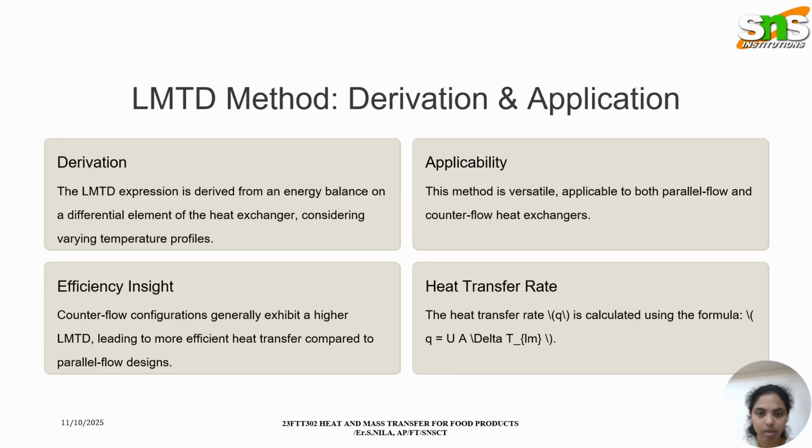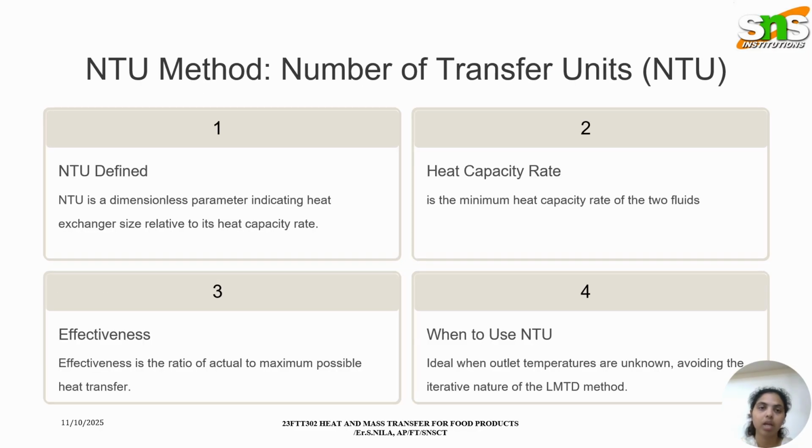Next, heat transfer rate. The heat transfer rate is calculated using the formula Q equals U A delta T LM. The next method is the NTU method, which stands for number of transfer units. NTU is a dimensionless parameter including heat exchanger size, which is relative to its heat capacity rate.